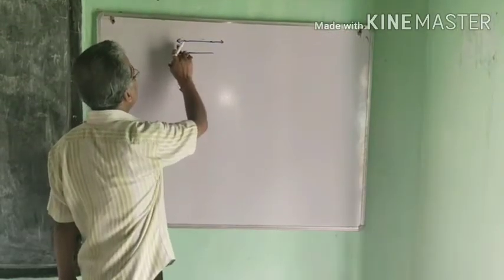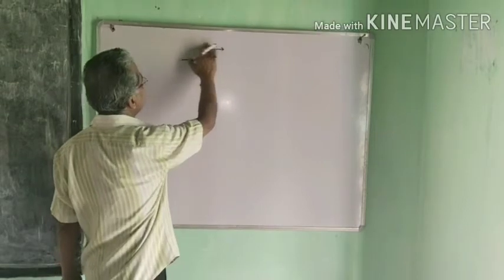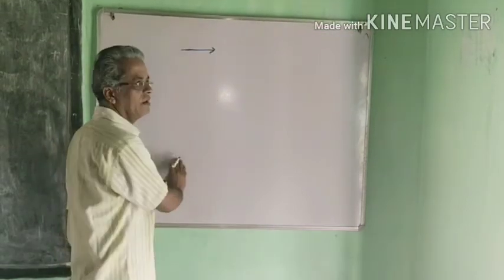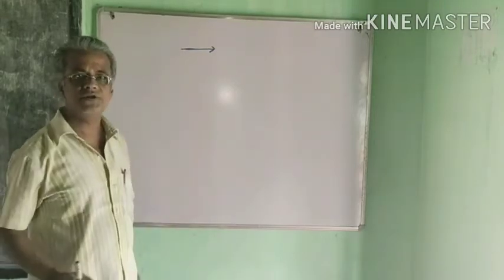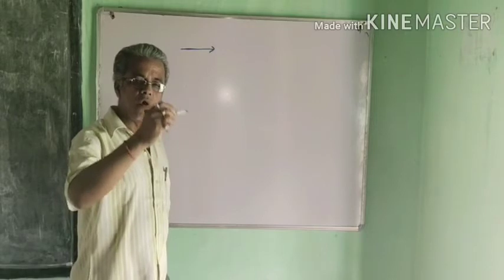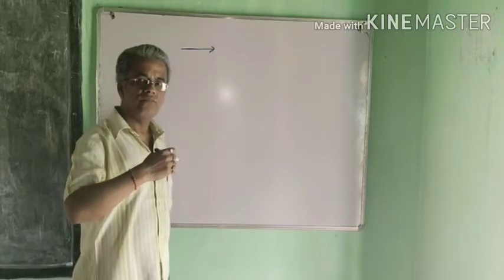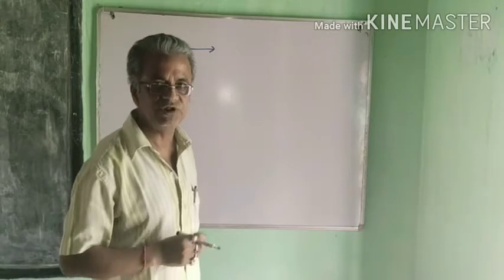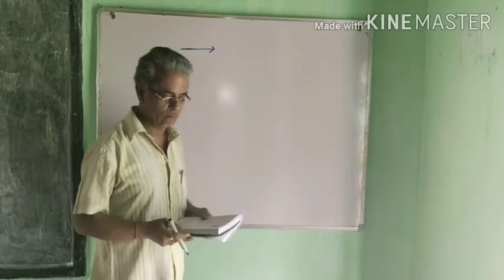Now we come to ray. What is a ray? A ray is unidirectional. It starts from a point and goes on in a definite direction. This is called a ray.